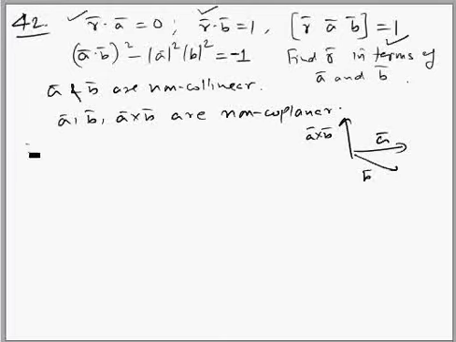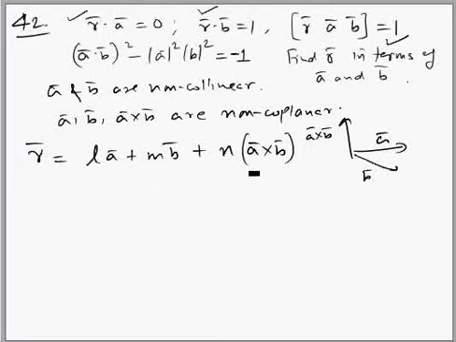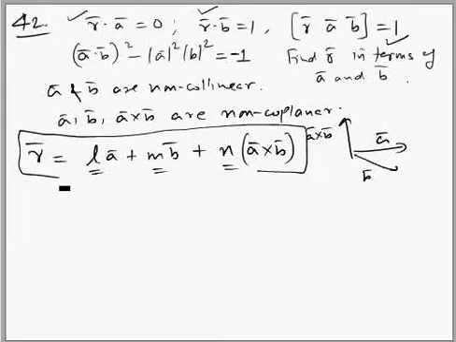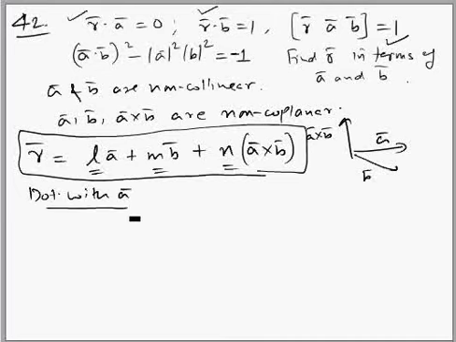Now we know any vector r can be expressed as a linear combination of three non-coplanar vectors. So we can express r as L a vector plus M b vector plus N a cross b vector, right? Expressing r in terms of a and b means we need to find L, M and N, and to find these three scalar variables, we need to form scalar equations.